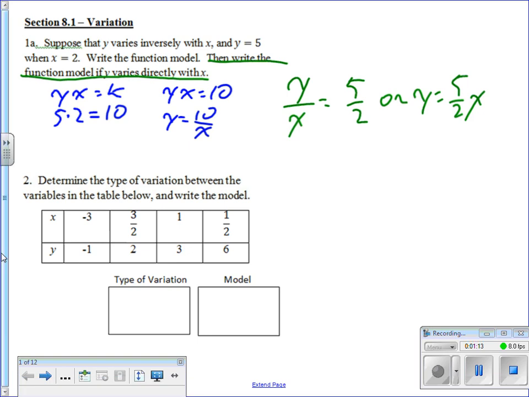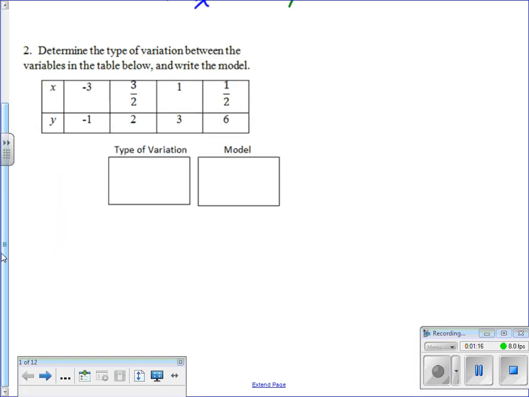Okay. For this one here, determine the type of variation. So is it direct or inverse? Direct, you divide. Inverse, you multiply. If I look at this, I go, listen, x times y, that's 3. X times y, that's 3, every time. So that means I have x times y equals the same thing, which happens to be 3 in this case. That is inverse variation.